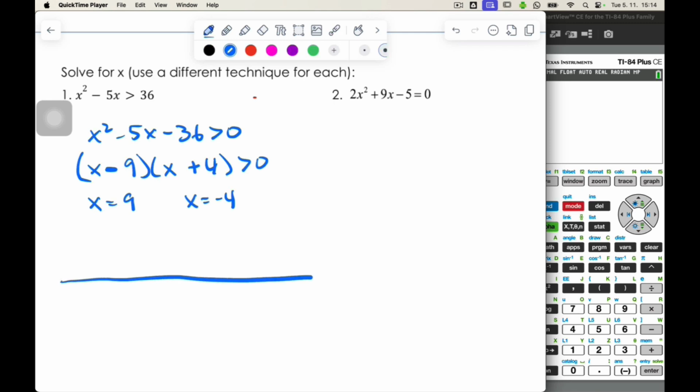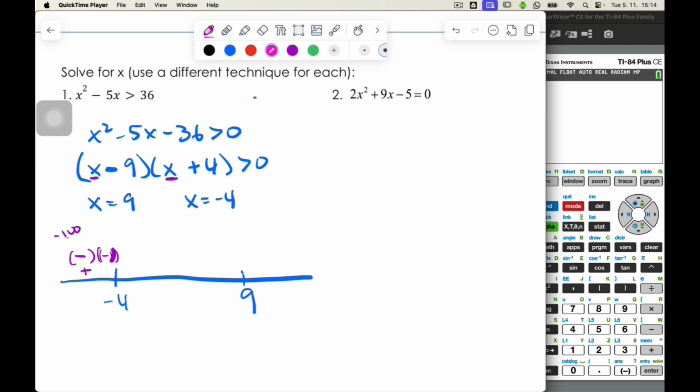I'm going to make myself a number line. Here's negative 4, and here's 9. I'm going to choose a value in the region of less than negative 4, so let's say negative 100. That's definitely less than negative 4. If I substitute that in for x, that is a negative value. If I substitute negative 100 in for this x, that is also a negative value. And so I know that the product is positive. So everything in this interval less than negative 4 is positive.